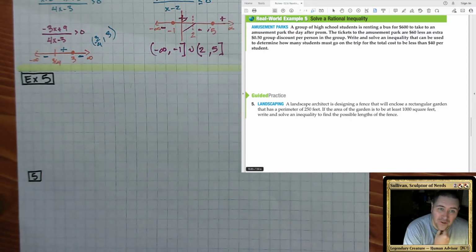Write and solve the inequality that can be used to determine how many students go on the trip for the total cost to be less than $40 per student. Why they say less and not less than or equal to, I don't know.